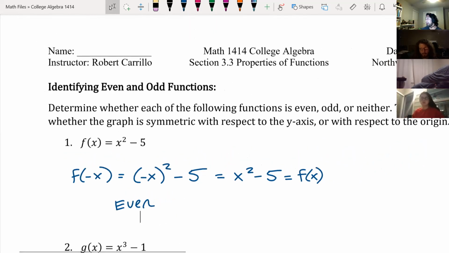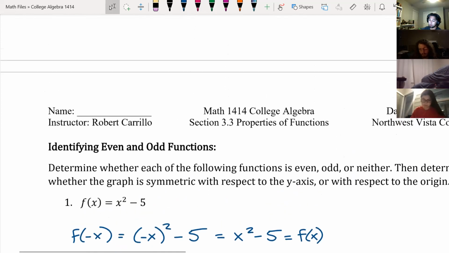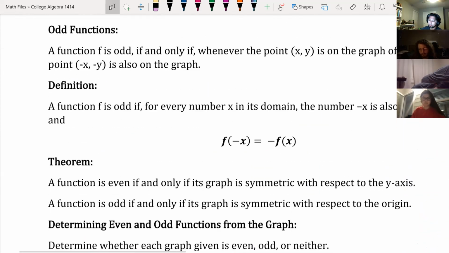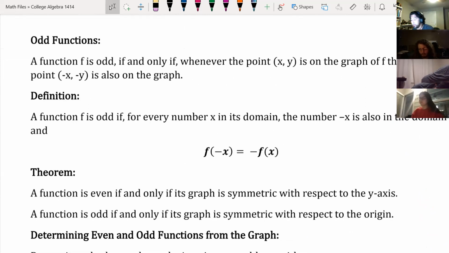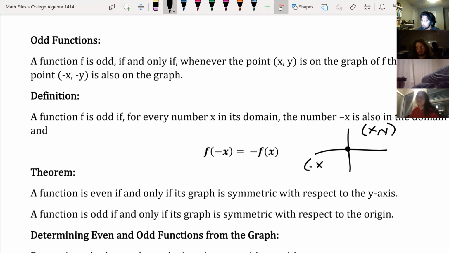Now let's talk about being odd. If you are an odd function, then you are symmetric about the origin. So the origin, remember, is the point (0, 0). If you're symmetric about the origin, you'll have a point (x, y) here, and you can reflect across and have a point (-x, -y) across from it. So this is what it means to be odd graphically.